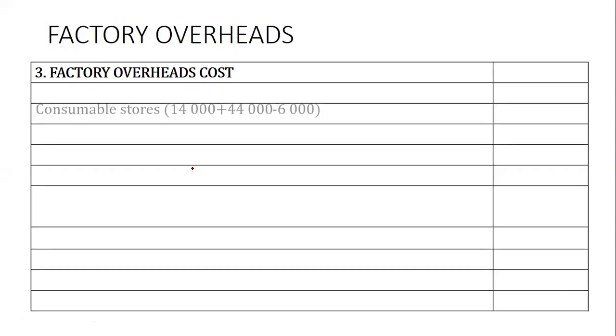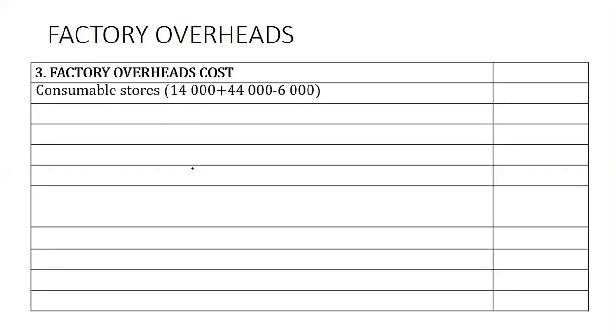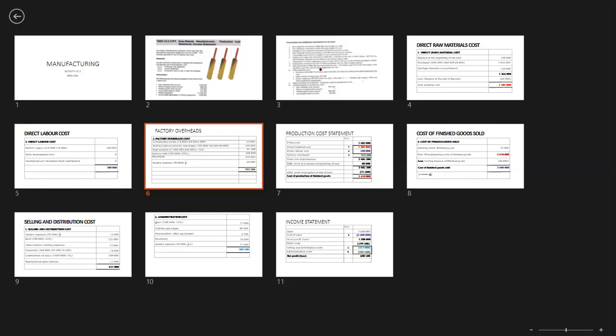So hence now factory overheads will have 14,000. Remember what 14,000 was for? It is for our consumable stores on hand at the beginning of the year. This 44,000 is the purchases, and the 6,000 will be consumable stores at the end of the year. It'll give you consumable stores that we used to produce a product, which will be 52,000 Rand. Okay, well done. You're great so far.